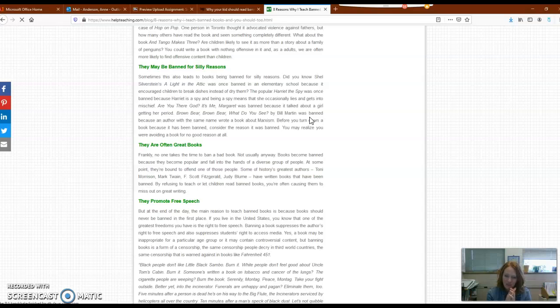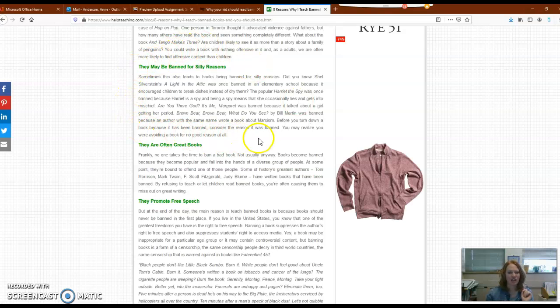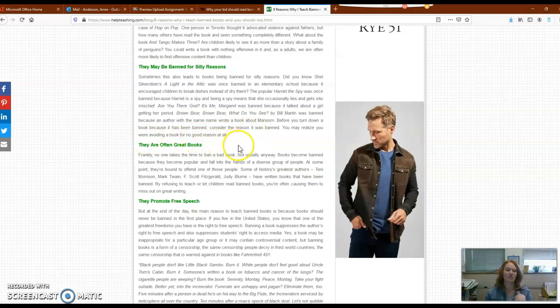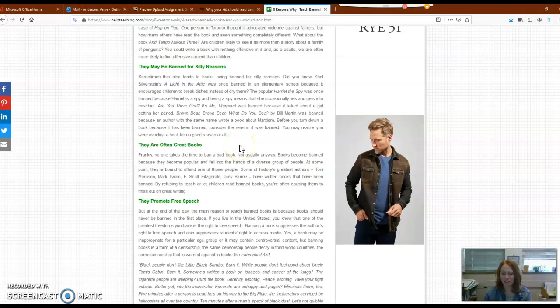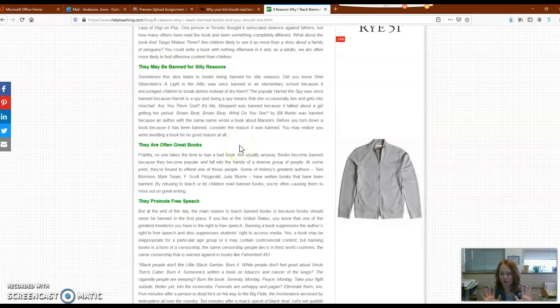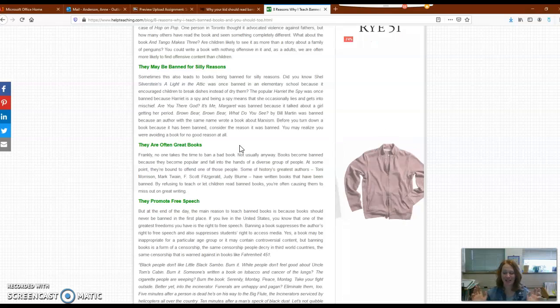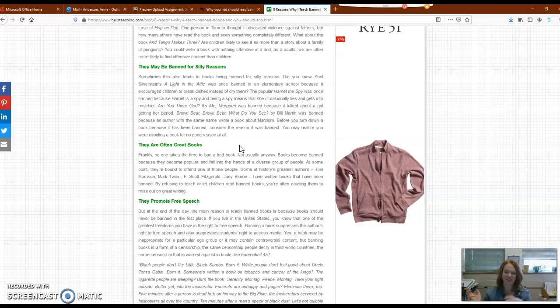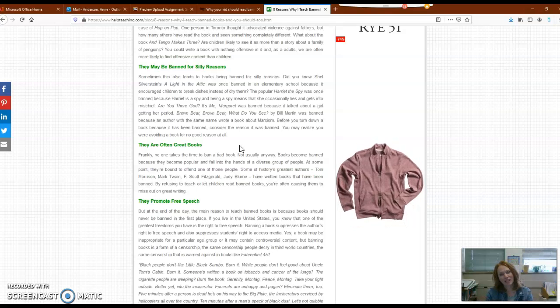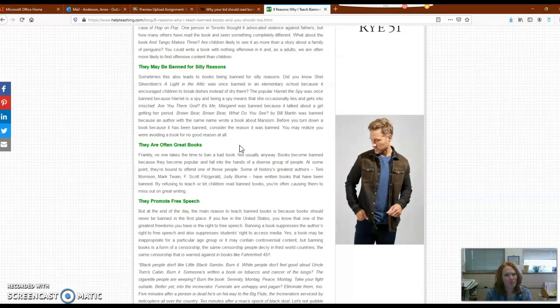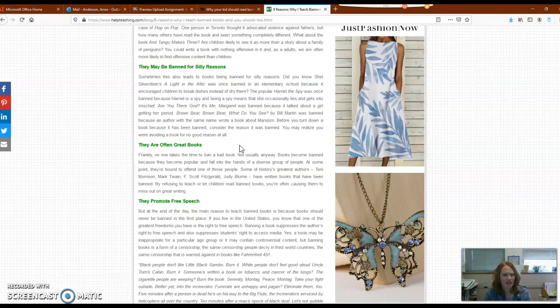There are some books that are just banned for really ridiculous reasons, and I want to highlight this part right in here. Shel Silverstein's A Light in the Attic has been banned in one elementary school because they felt it was going to encourage children to break the dishes instead of dry them. If you know the poem I'm talking about, it was about this little guy who did not want to do the dishes, and so he just broke them instead. Really? Do you think if a kid sees a poem like that, they're not going to dry their dishes, they're going to break them?